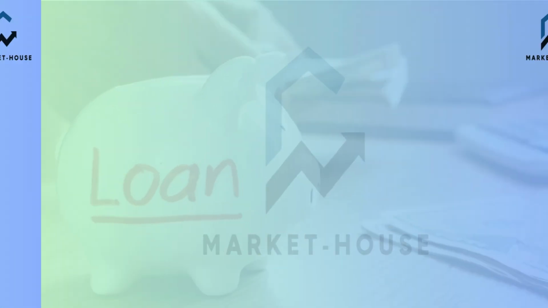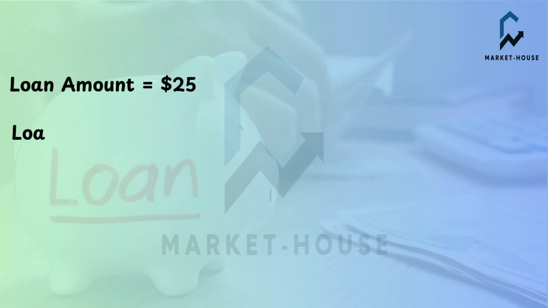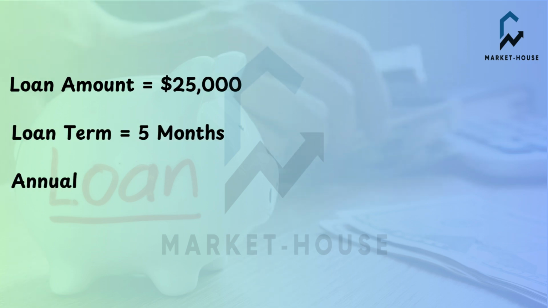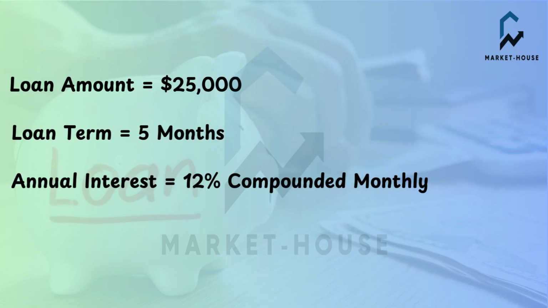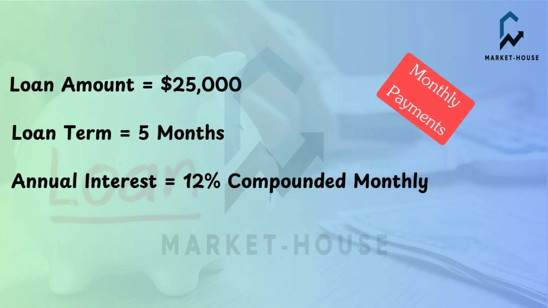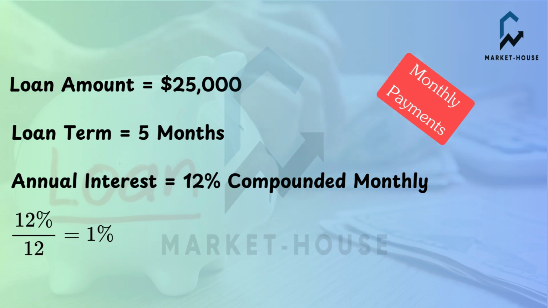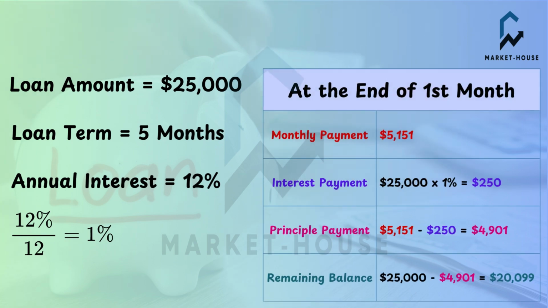Imagine you borrow $25,000 to be repaid over 5 months at a 12% annual interest rate compounded monthly. Since the compounding period and payment frequency are the same, the monthly interest rate is 12% divided by 12 equals 1%. Here's how your first payment would look. You owe $25,000 plus $250 interest, 1% of $25,000.